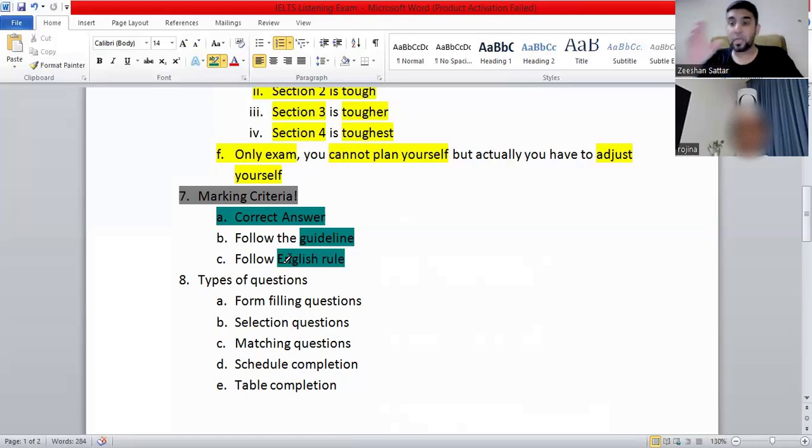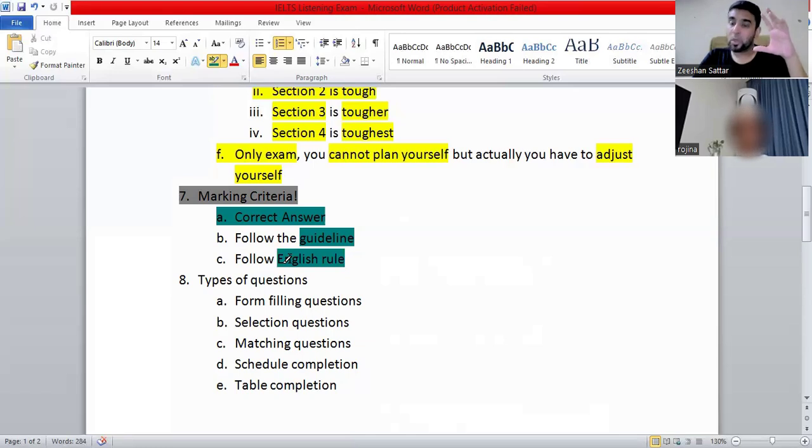What do we mean by the English rule? If the answer will be in some name, that is known as a noun, the first alphabet of that specific answer should be in capital. The name's first alphabet should be in capital.